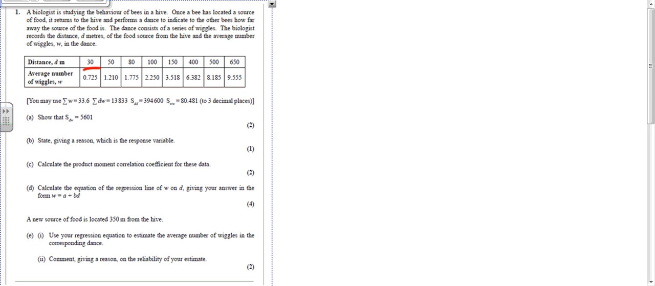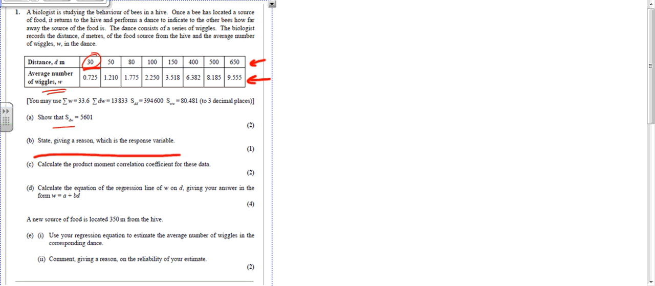the distance here. Depending on the distance, that's how many wiggles. So therefore, the distance is what we call the independent variable, and this one here responds to it. So when it says state, giving a reason, which is the response variable, the response variable is the wiggles, which is W, and that is because that responds. The distance is independent. It's the distance that determines how many wiggles there are. The number of wiggles doesn't tell you how long it is. It's the other way around. It's the distance which makes the number of wiggles what it is.